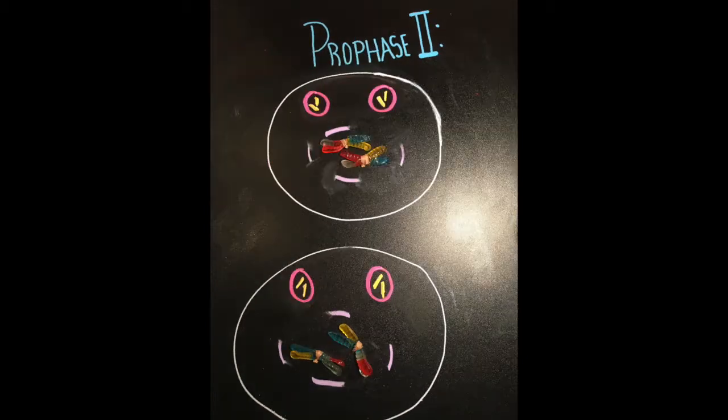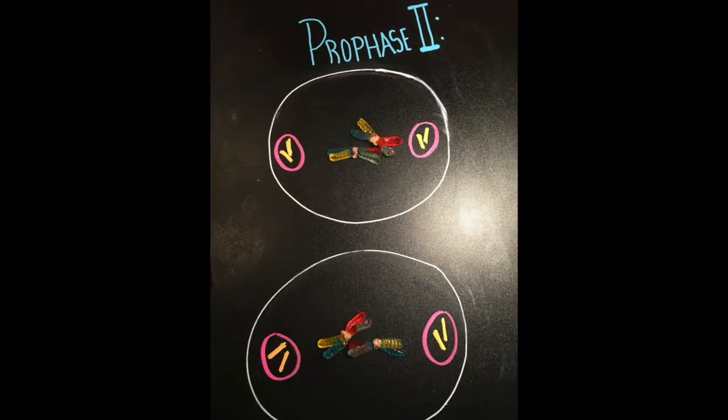After meiosis 1 comes meiosis 2. Meiosis 2 is very similar to mitosis. Between meiosis 1 and 2, interphase does not occur again. The first part of meiosis 2 is prophase 2. In prophase 2, the nuclear envelope and nucleus begin to break down again. The spindle fibers reform, and the centrosomes and centrioles migrate to opposite poles. Note that all of these are occurring in both cells.